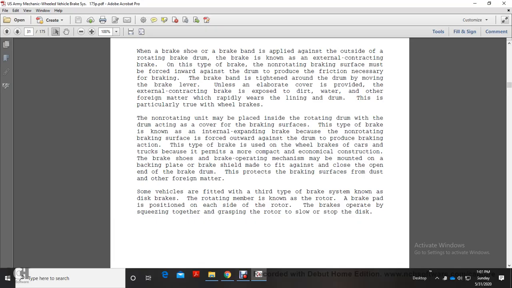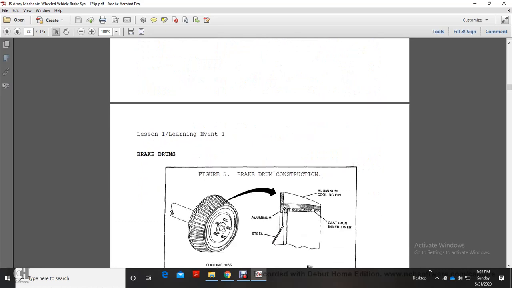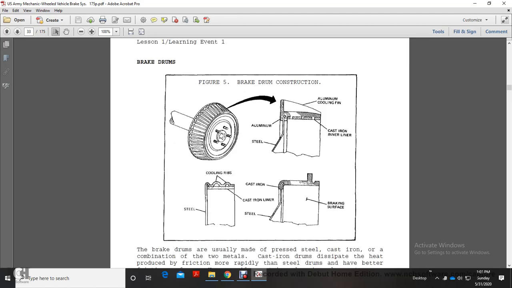Some vehicles are fitted with a third type of brake system known as the disc brake, with the rotating member known as the rotor. Brake pads positioned on each side of the rotor operate by squeezing together, grasping the rotor, slowing and stopping the disc. Figure 5 shows brake drum construction: aluminum, steel, aluminum coil fin, and cast iron liner.